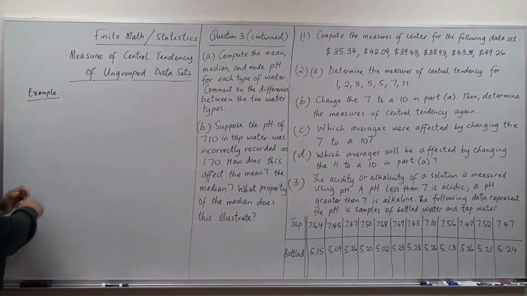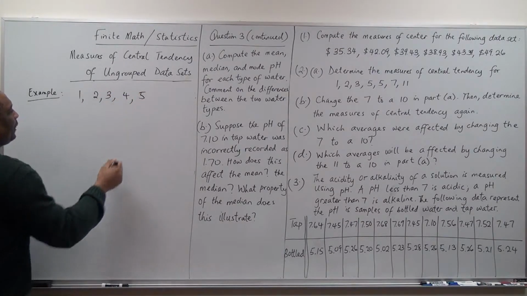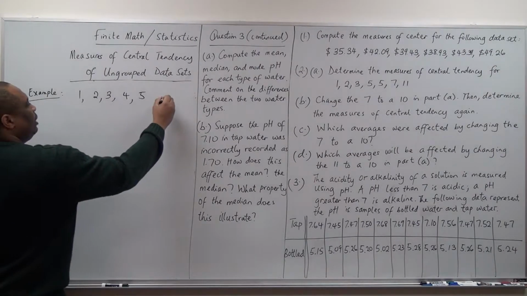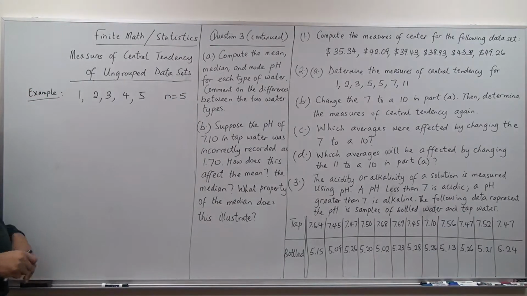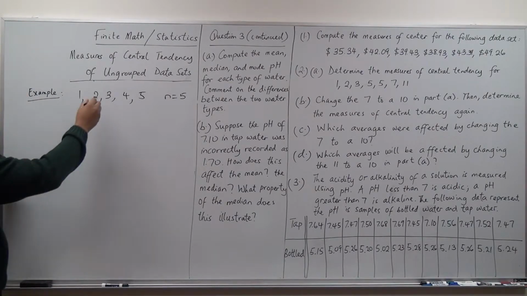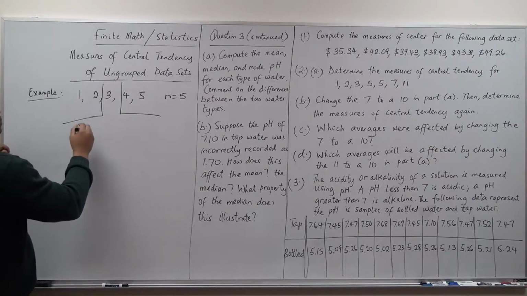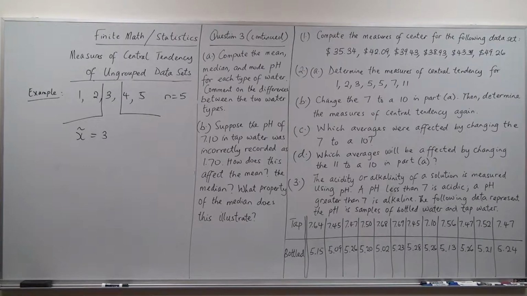Now, what if we have 1, 2, 3, 4, 5? In this case, the number is odd. You have an odd data set. So n is 5, right? And because the number is odd, 5 items, that means take 2 out here, take 2 out here. So the median, x meander, will be 3, because you have only one value in the middle.